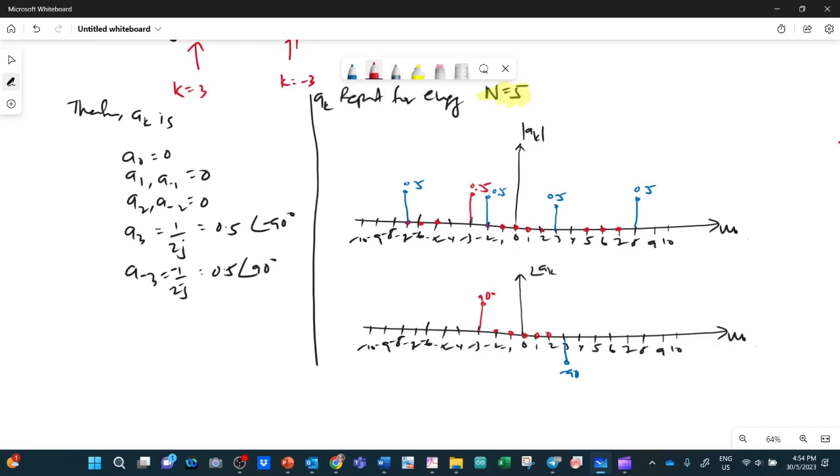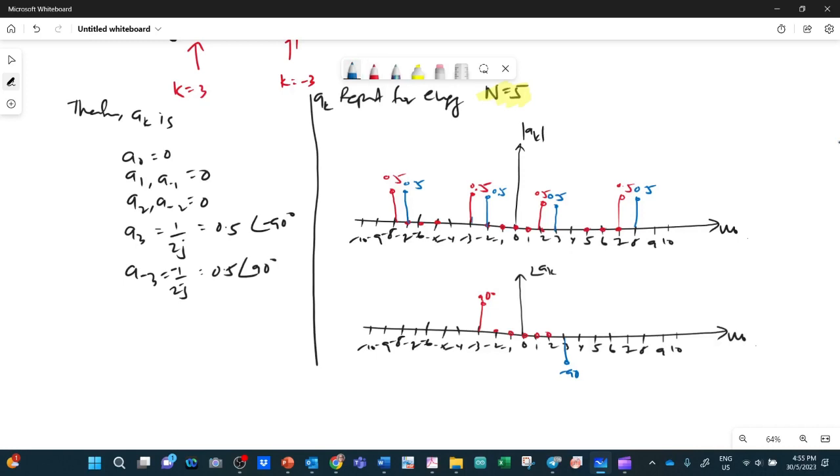And for minus 3, you are going to do the same thing. Every 5 period, we do it to the right side first. 1, 2, 3, 4, 5, 0.5. 1, 2, 3, 4, 5, 0.5. And also to the left side, you have 1, 2, 3, 4, 5, 0.5. Okay, this will be the answer for the magnitude value.